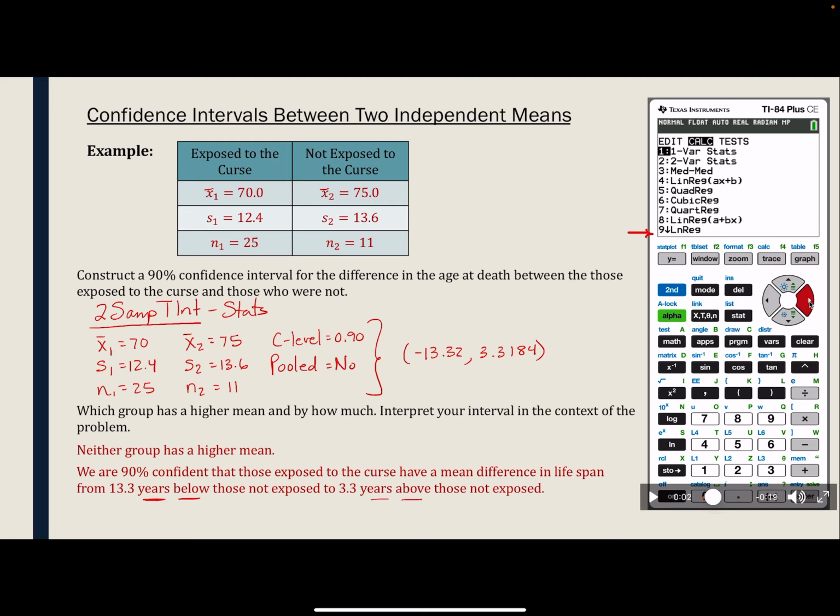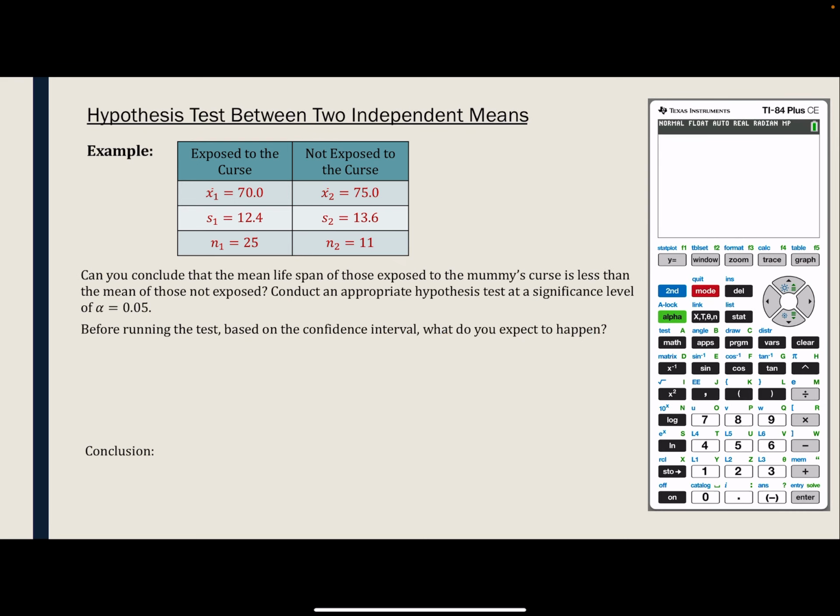So let's conduct the hypothesis test. If we have 0 in this confidence interval, what do you think is going to happen with a hypothesis test? It should show that there's no difference, right? Which means that we're going to fail to reject the null hypothesis.